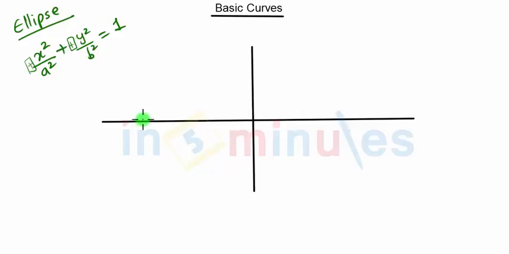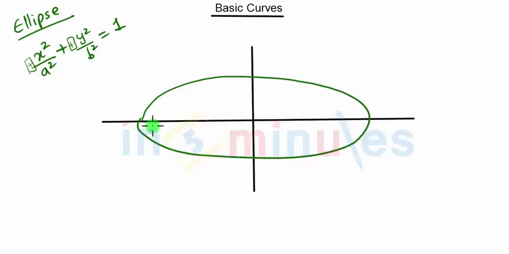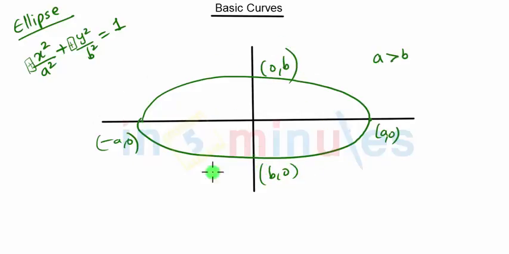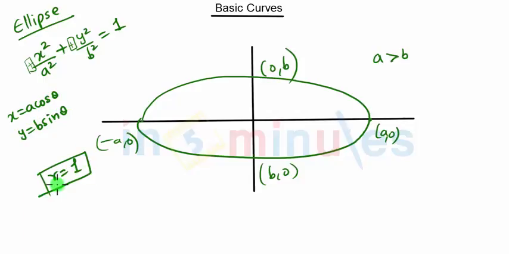So this ellipse will be something like this. In this ellipse we have assumed that a is greater than b. Okay, so this point will be a comma 0, this point will be minus a comma 0, this point will be 0 comma b, this point will be b comma 0. So this is the basic ellipse curve. You should remember, when we put x equal to a cos theta and we put y equal to b sin theta, we will get r equal to 1. R equal to 1 represents the equation of ellipse in polar coordinate.